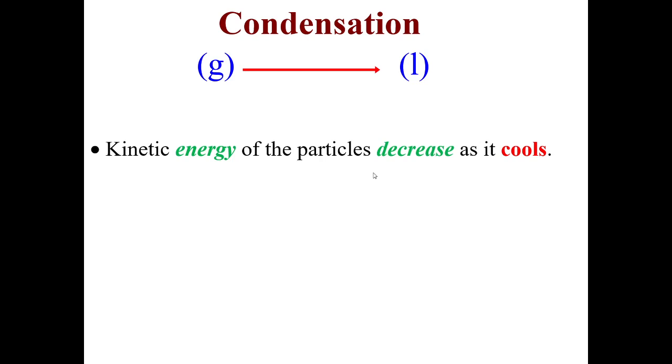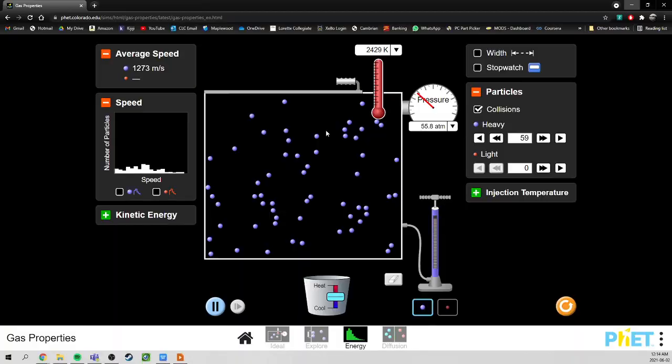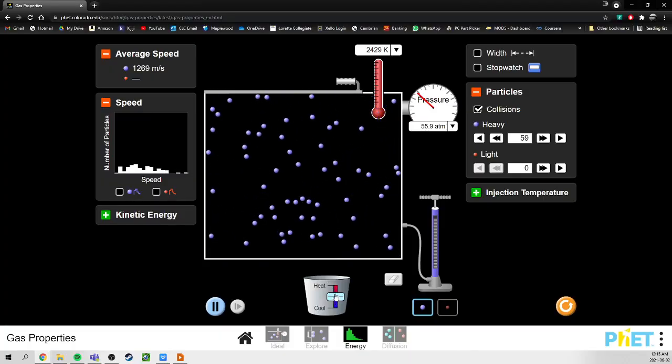All right, condensation. So now moving the opposite direction, moving from a gas to a liquid. Kinetic energy of these particles here decreases as it cools, right? I mean, it makes sense. You're taking away energy essentially. So the kinetic energy, that means the energy of motion, of those particles is going to decrease as it cools. And did I completely close that? No, it's still there.